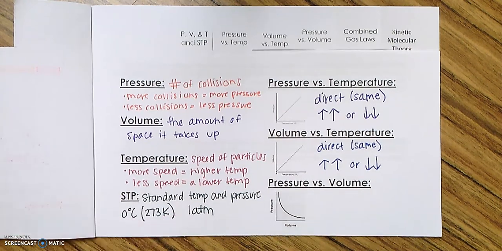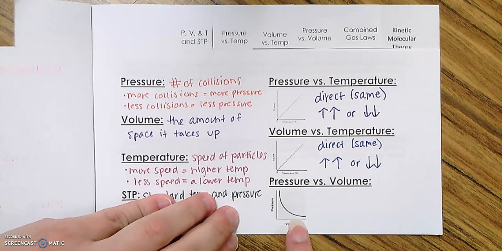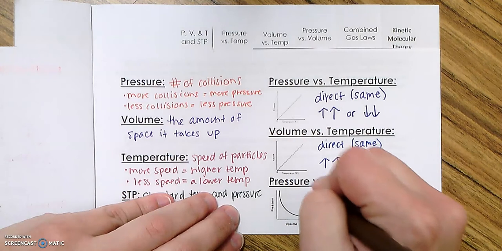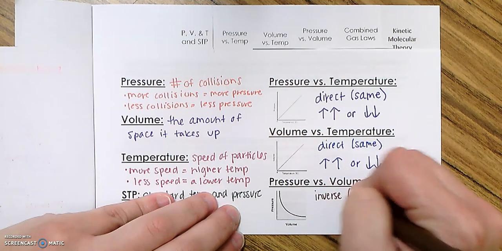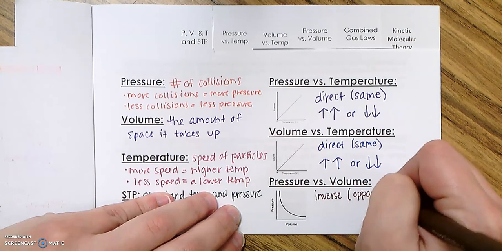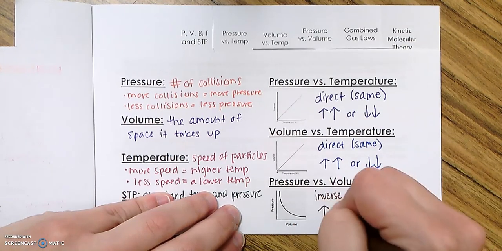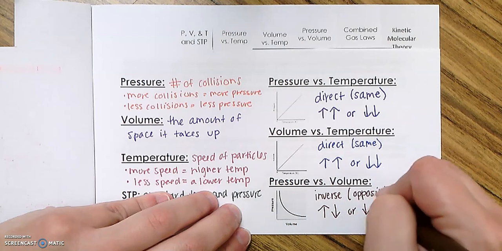Now when we're looking at pressure versus volume, we notice that that has that curve to it. So it's not that nice straight line like we were seeing in these first two. As volume gets larger, so when I'm looking at my x-axis here, pressure is getting smaller. As volume is getting smaller, pressure is getting larger. So they are doing the opposite. So we call that inverse. So these are opposite. As one goes up, the other goes down. Or as one goes down, the other goes up.